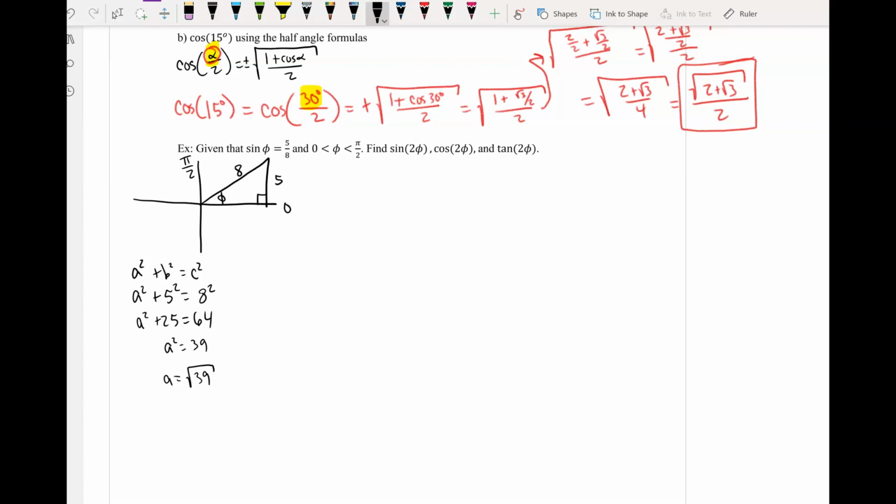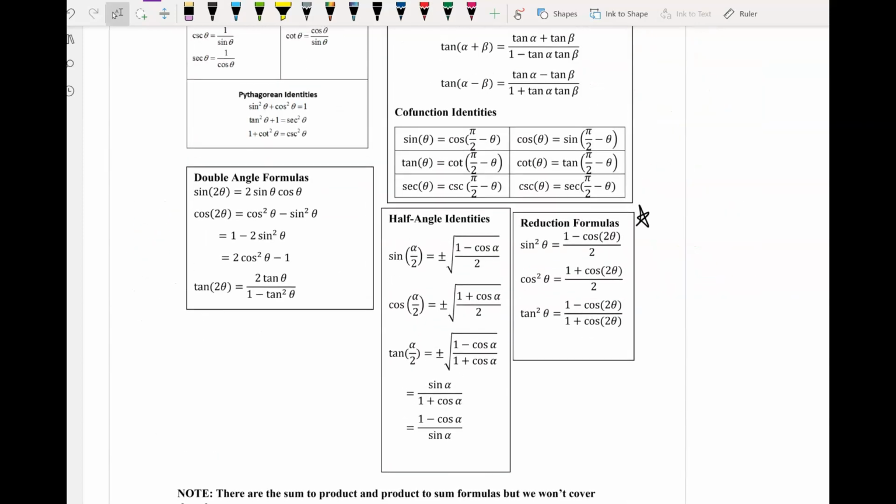Okay. All right, so now that we know what A is, which is square root of 39, and we know that we're going to look at the positive side, because in quadrant 1, everything is positive, we need to use the formulas for the double angles to figure out the rest of the guys. So let's start off with sine of 2 phi. For those that don't know, this symbol means phi. So let's go back up and look at sine 2 phi.